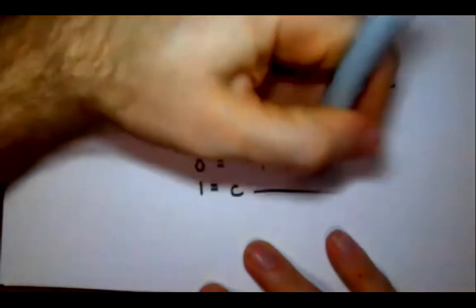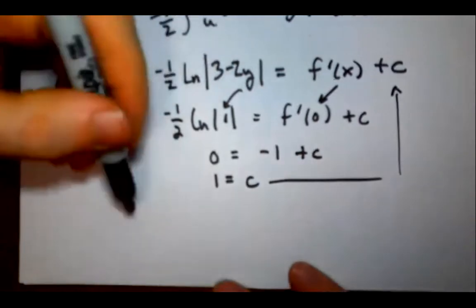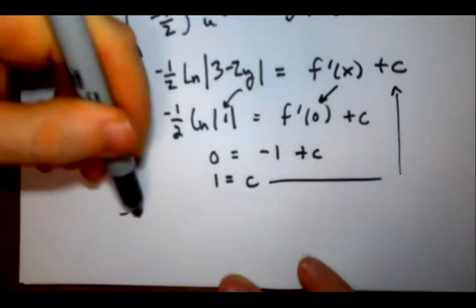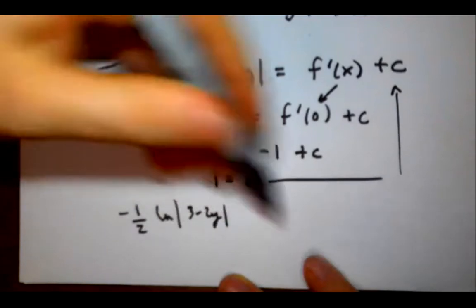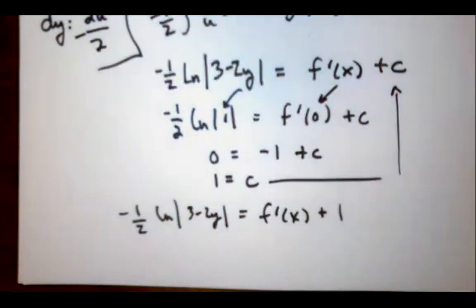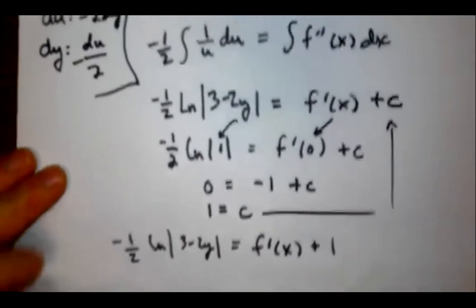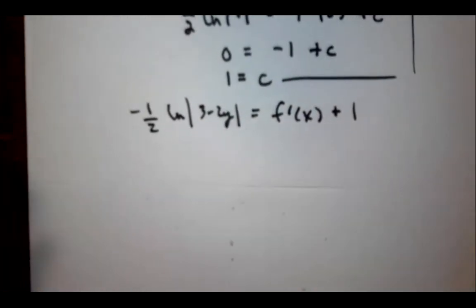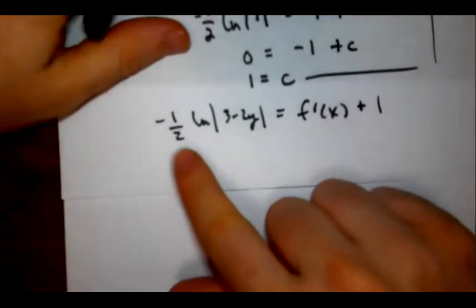So let's go with that. And then, all right, so if we plug that in, now we've got negative 1/2 natural log of 3 minus 2y is equal to f prime of x plus 1. Okay, now what? That's where I would probably do like the log e. You could. Now this is where you have options here. There's not like a right and a wrong way. It's just preference.